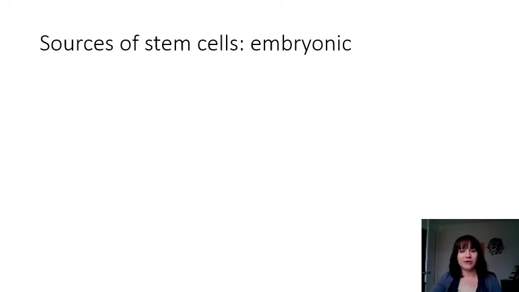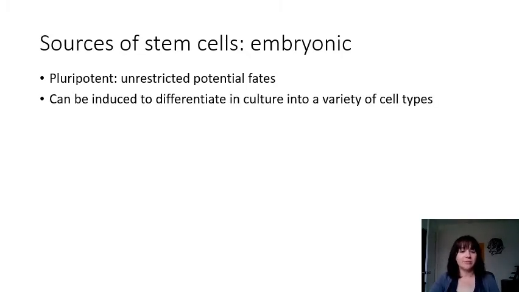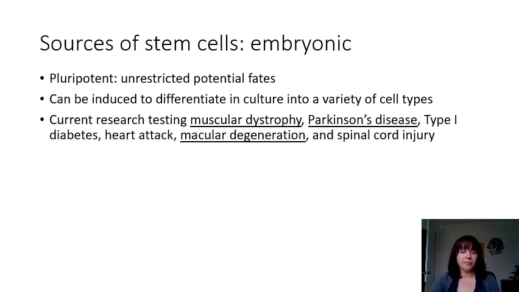Let's talk a little bit more about the different sources of stem cells. As we said before, embryonic stem cells are pluripotent. They have an unrestricted potential in what they can become, and they have been used in research with a lot of success for a variety of neurodegenerative diseases, as well as heart diseases and spinal cord injury. The ones that I've underlined are ones that, when I looked a year or so ago, had active clinical trials going on.